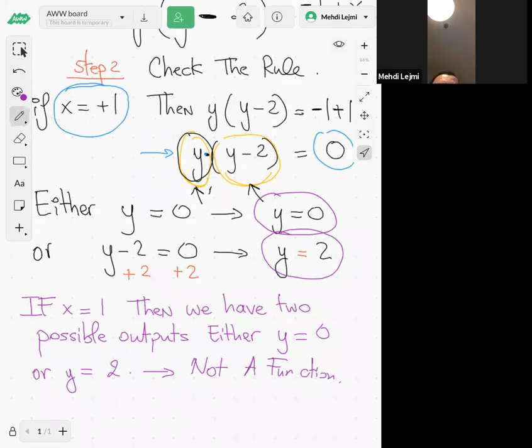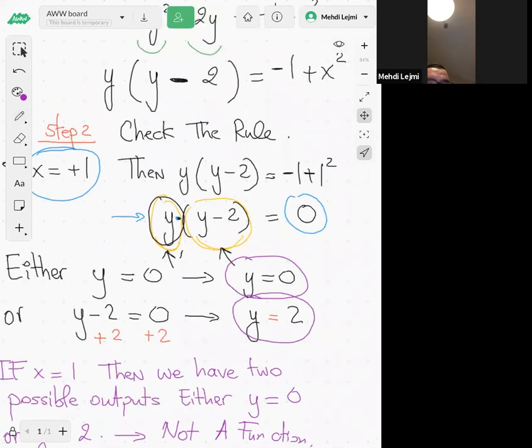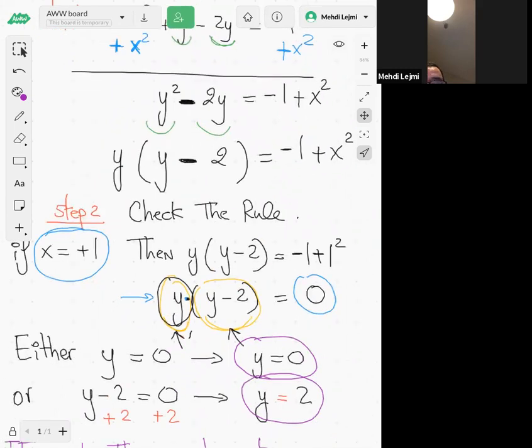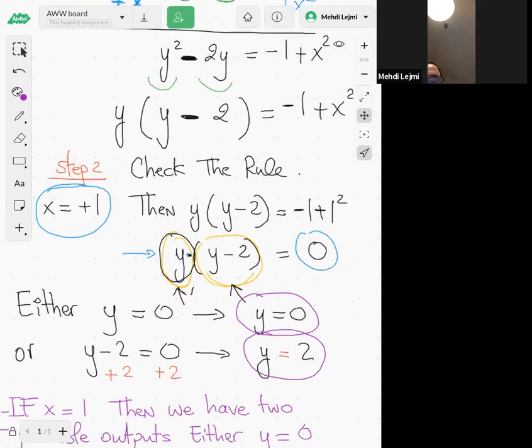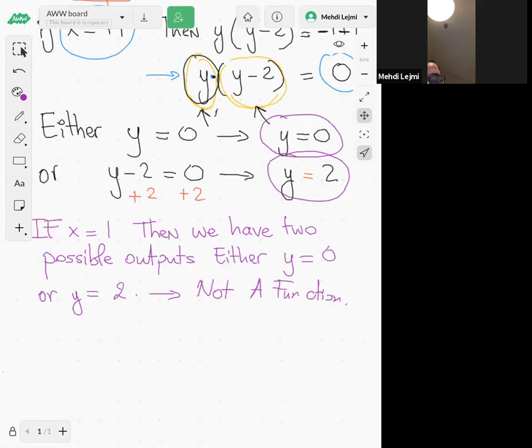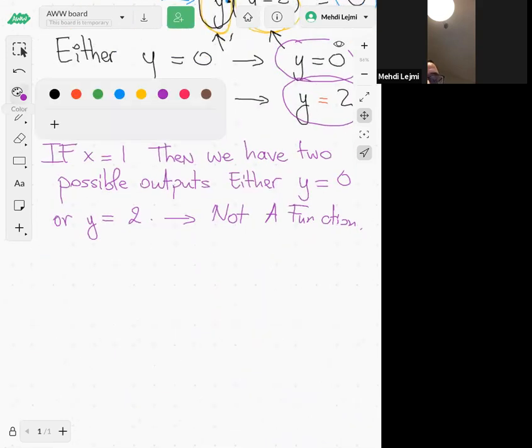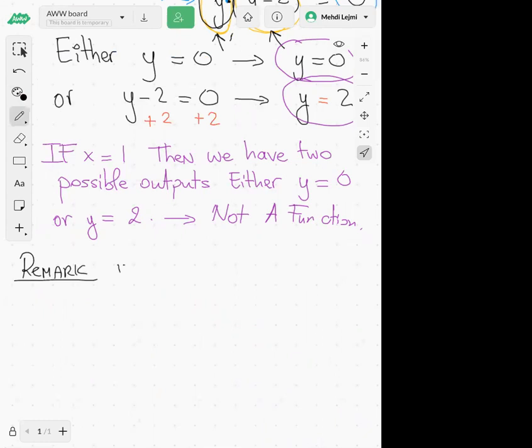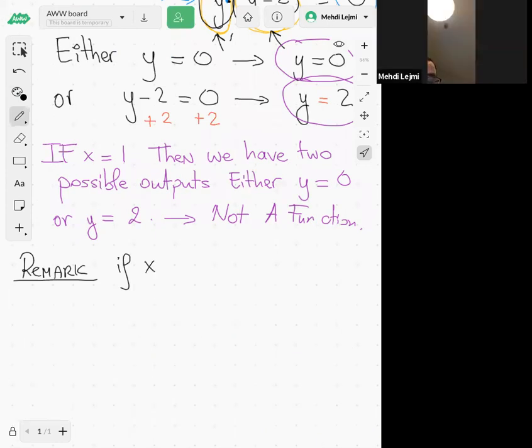Okay. You can take another value for x. I mean, here I took x equal to positive 1. You can say, well, instead of x equal to positive 1, you take another value. For example, just a remark here: let's say x is 2, for example, or 3.